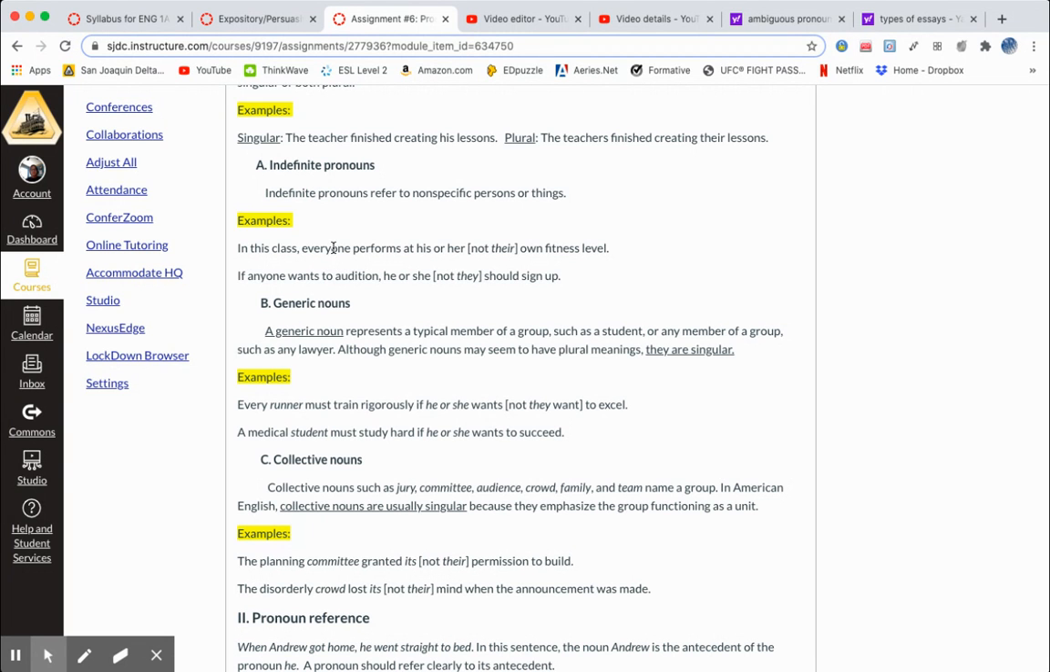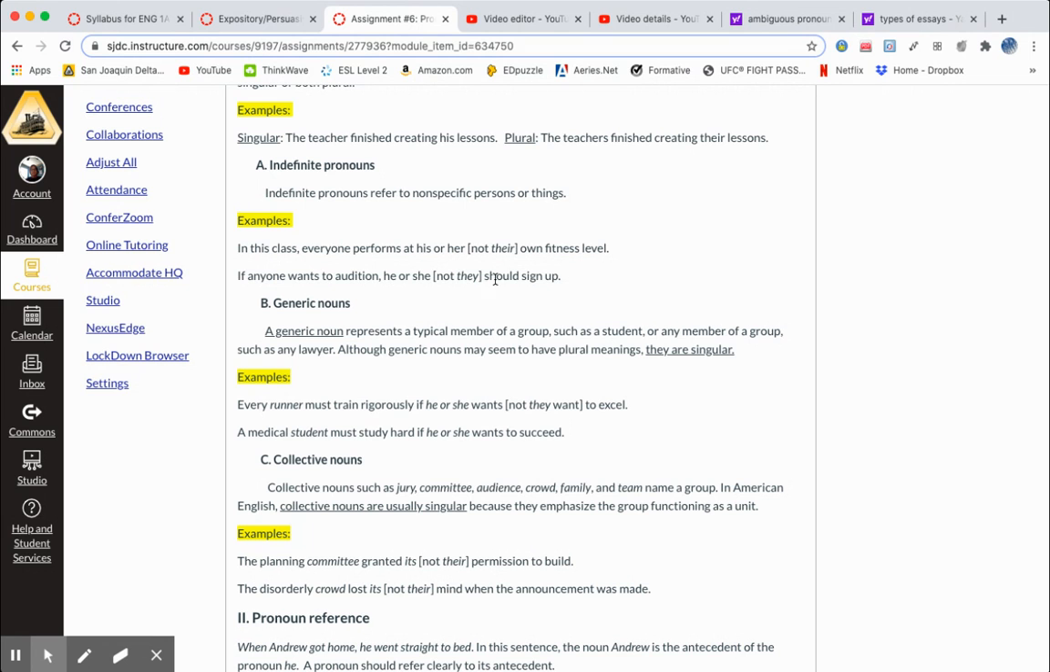So since it's singular, the antecedent, his or her, is also singular. But if we said their, it would be plural, right? And that doesn't match everyone. Okay. Here's another example of anyone, which is another indefinite pronoun. If anyone wants to audition, he or she should sign up.